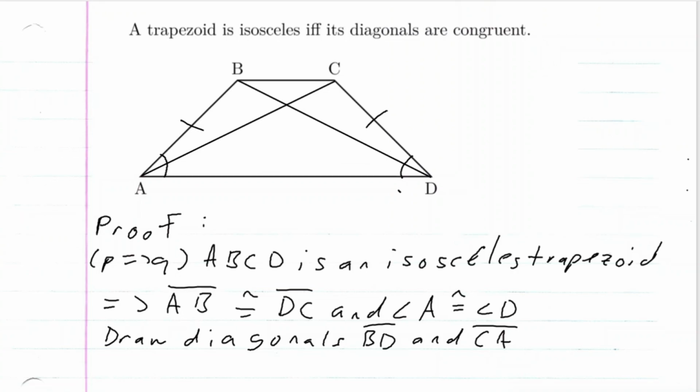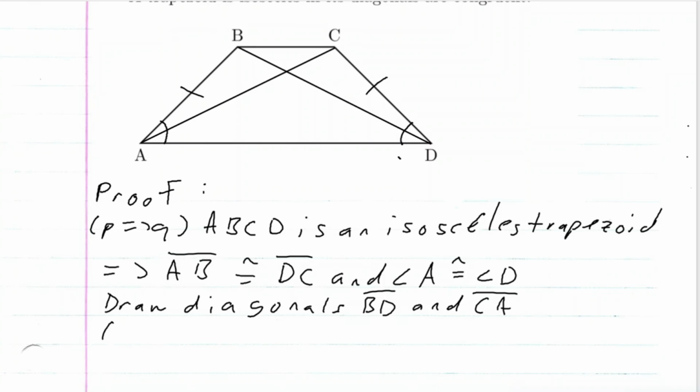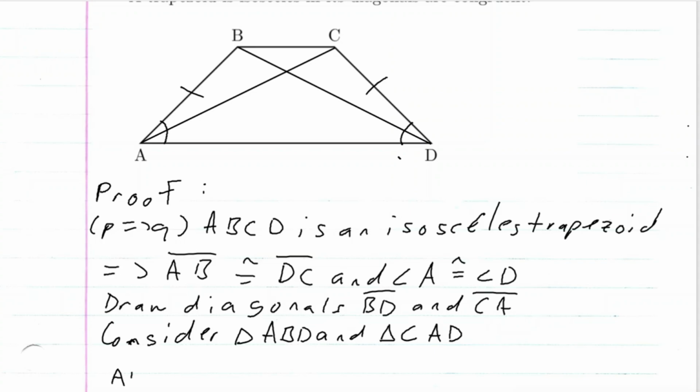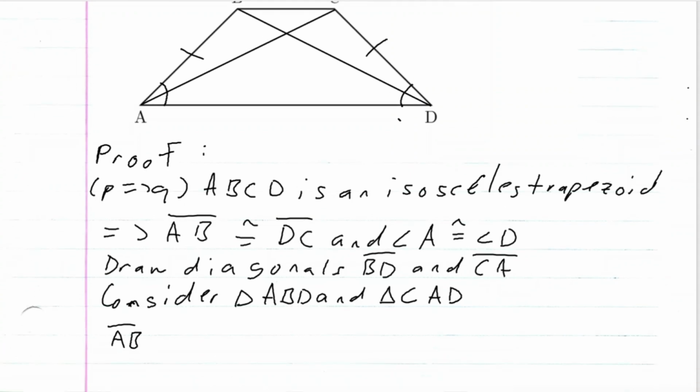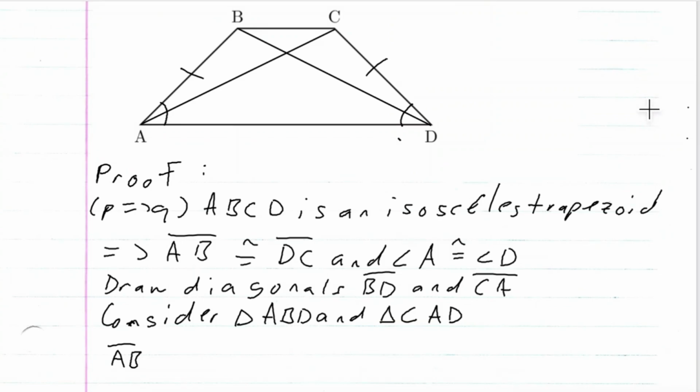Now we're going to consider triangle ABD and triangle CAD, right? Okay. So as you can see, AB is congruent to CD, right? So AB, let's move this down a little bit. Scoot it up a little bit. There we go. AB is congruent to DC, right?